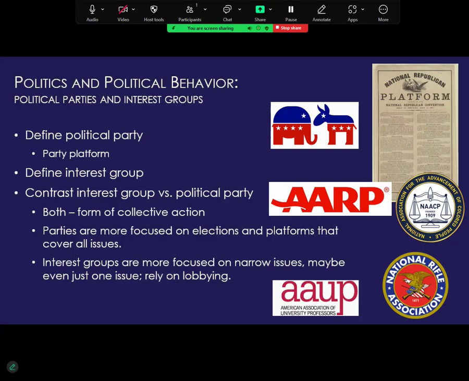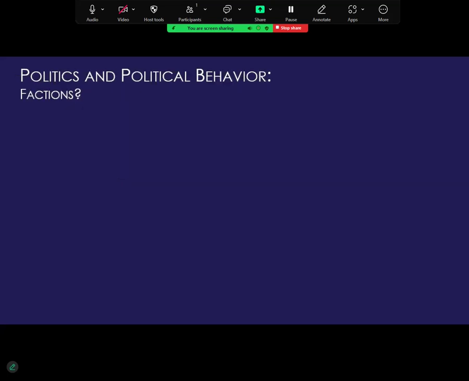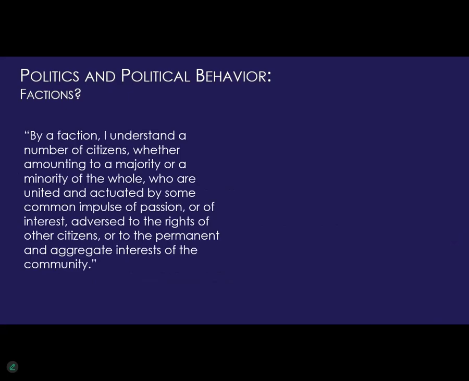Before we go further into our discussion of political parties, recall the concern that the founding generation of political leaders had about partisanship. In Federalist Number 10, James Madison wrote of his concern about factions, and he defined factions in this way. "By a faction, I understand a number of citizens, whether amounting to a majority or a minority of the whole, who are united and actuated by some common impulse of passion or of interest, adverse to the rights of other citizens, or to the permanent and aggregate interest of the community."